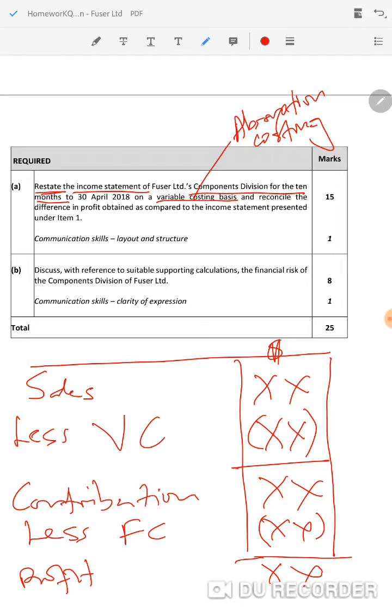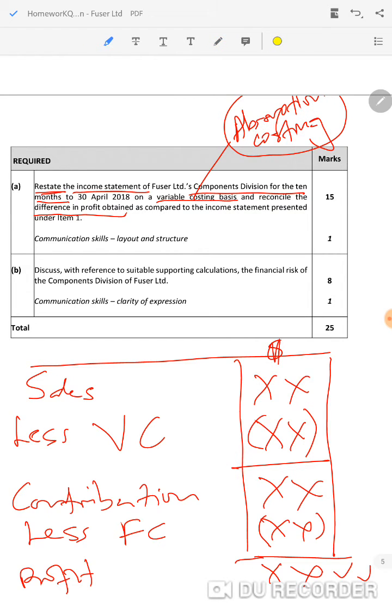The second part asked: can you reconcile the difference in profit obtained as compared to the income statement presented under item 1? So the profit that I've calculated using the variable costing method, I'm supposed to compare to the profit in the scenario, which has been prepared using absorption costing. If you look at these two methods, the difference is around how we value our inventory. So effectively, you were supposed to reconcile the fixed cost capitalized in the inventory item. We're going to see that aspect when we actually do the requirement.